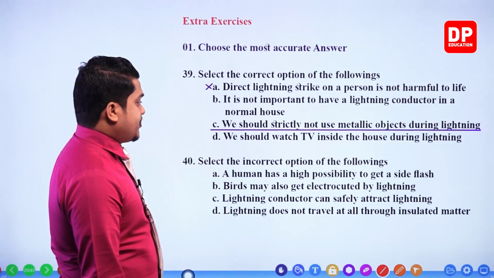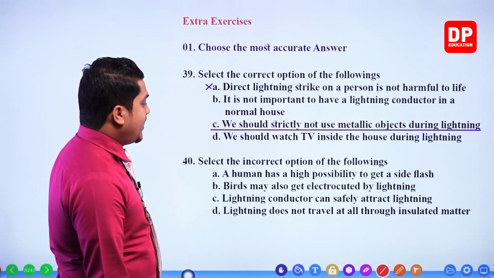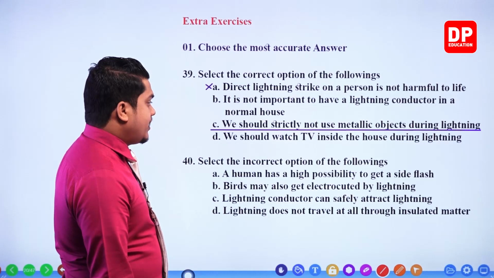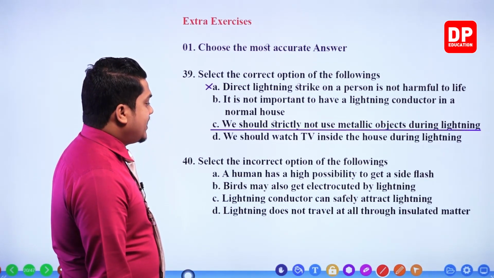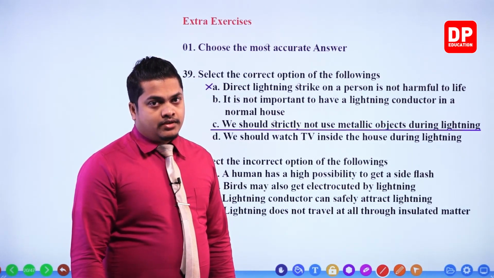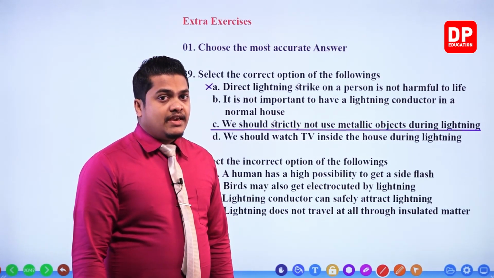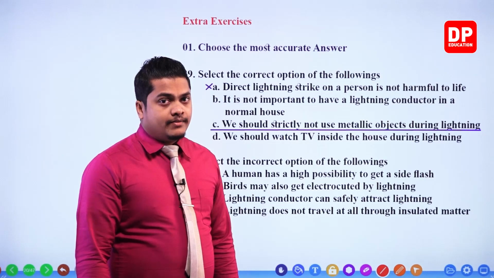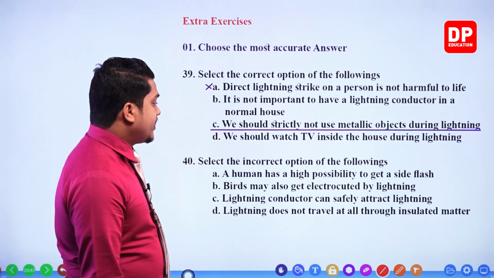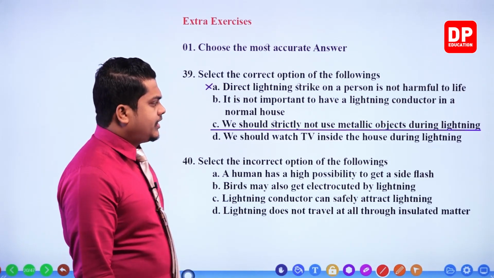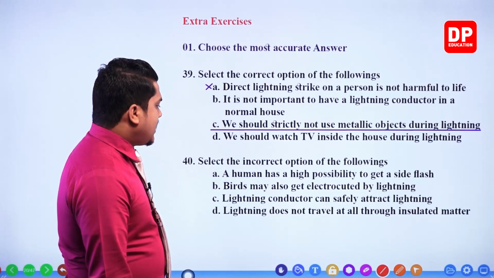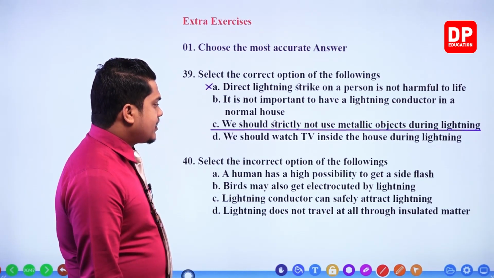Select the incorrect option. Human has a high possibility to get a side flash. Correct. Because human skin behaves as a better conductor than the other materials. Okay. Birds may also get electrocuted by lightning. Can happen. No problem in it. Lightning conductor can safely attract lightning.